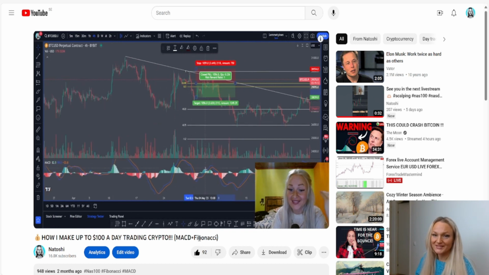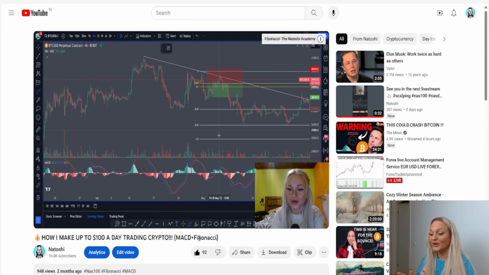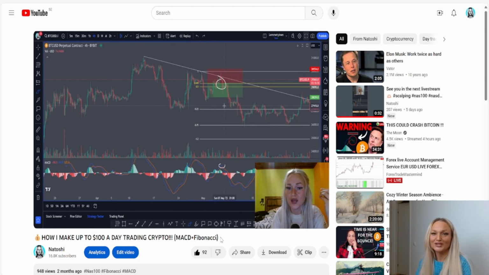So MACD is an indicator that shows you when the trend is about to reverse. And when you're combining this with Fibonacci, this is going to help you even more. So I will pin this for you right up here so you can use Fibonacci with MACD, because this is going to help you so much too.